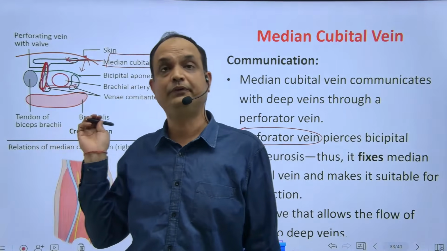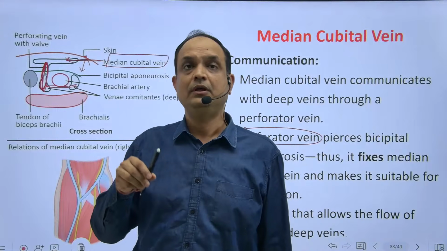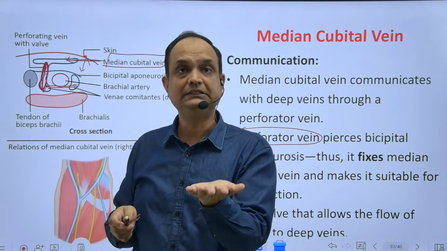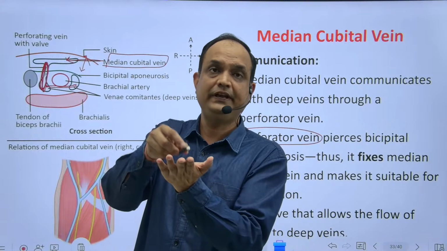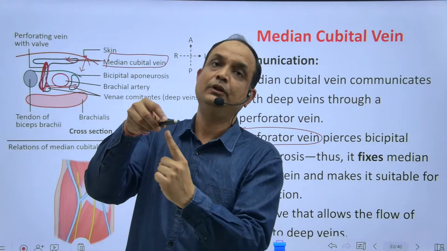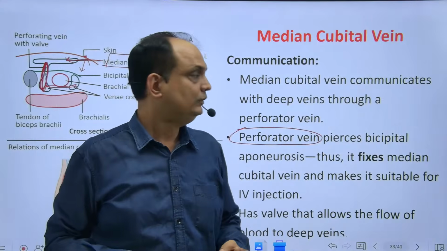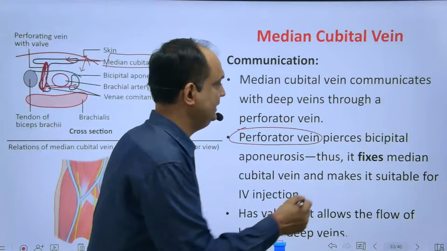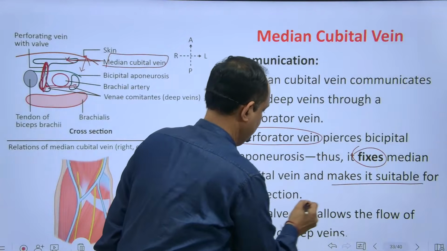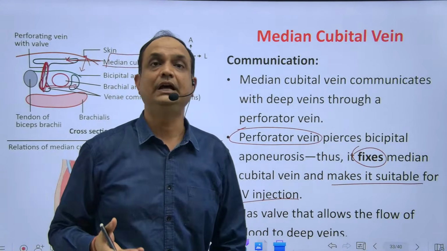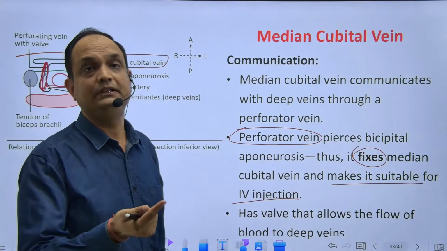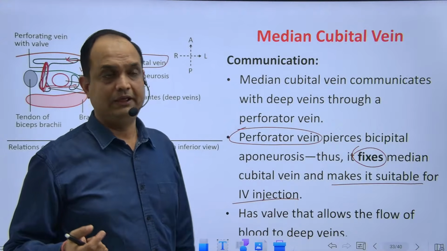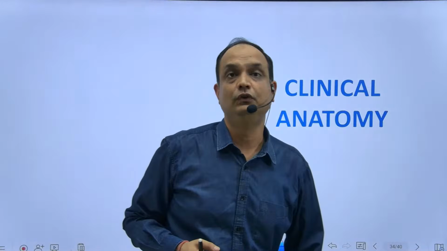So this vein is preferred for intravenous injection because of two reasons. It lies on the bicipital aponeurosis, which provides a hard surface to the vein, and second, it remains fixed in its own position because below it is fixed by the perforators. So the perforating vein pierces the aponeurosis, fixes this vein and makes it suitable for injection. Why? So that it will not slip when you are putting the needle into the vein. Apart from that, the perforators have valves which allow the unidirectional flow of blood.